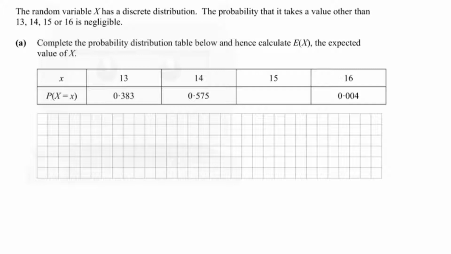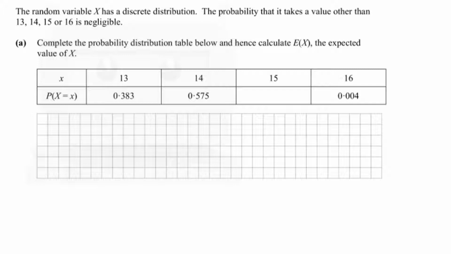So here we're talking about a discrete distribution, so it's discrete numbers. They're telling us it's going to be 13, 14, 15 or 16, and that's it, nothing else in between. So the first thing that I know about this then is if it can't take any value other than 13, 14, 15 or 16, all my probabilities should add up to 1. So let's take a look and see.